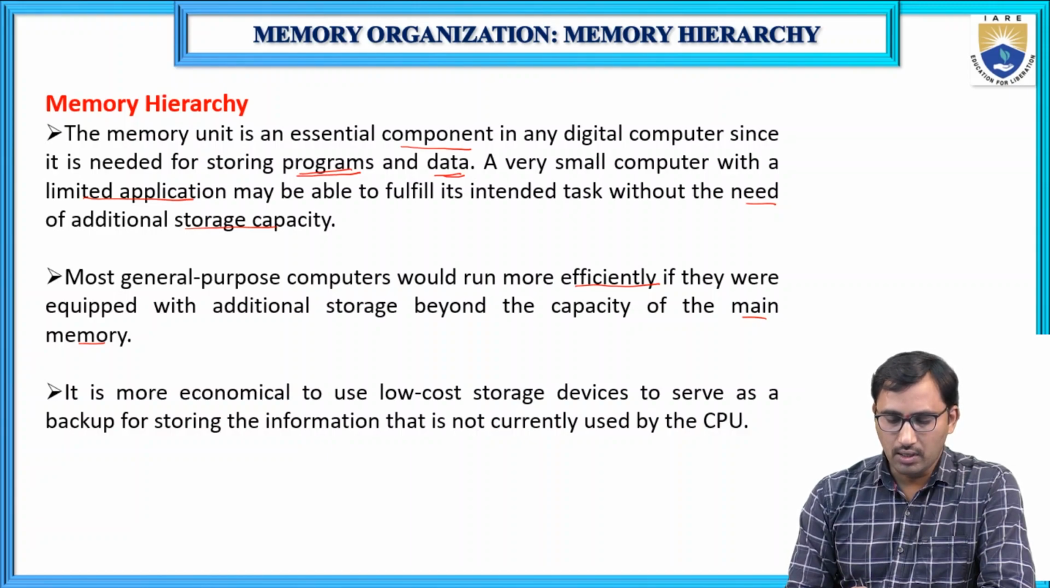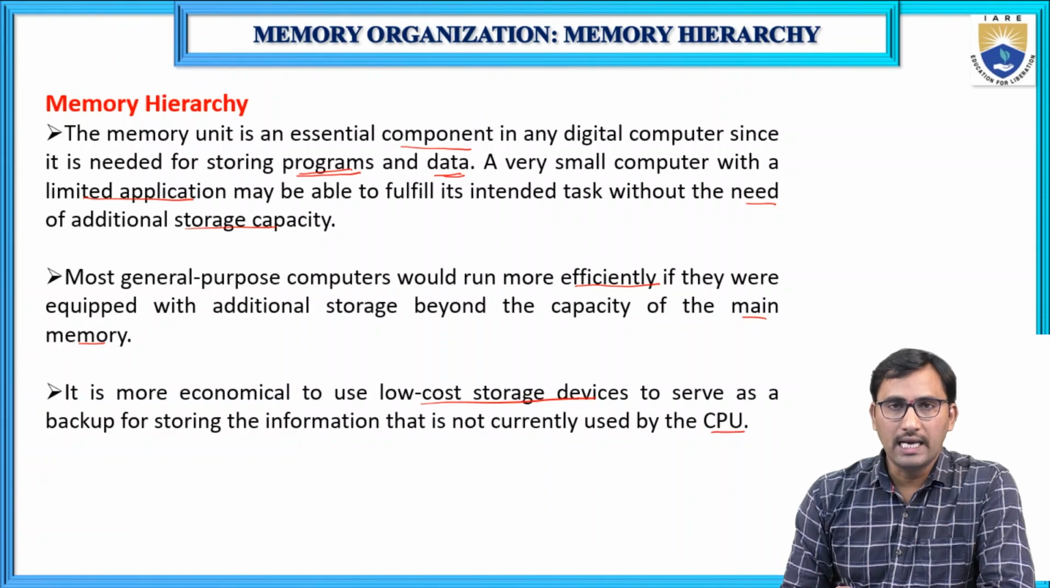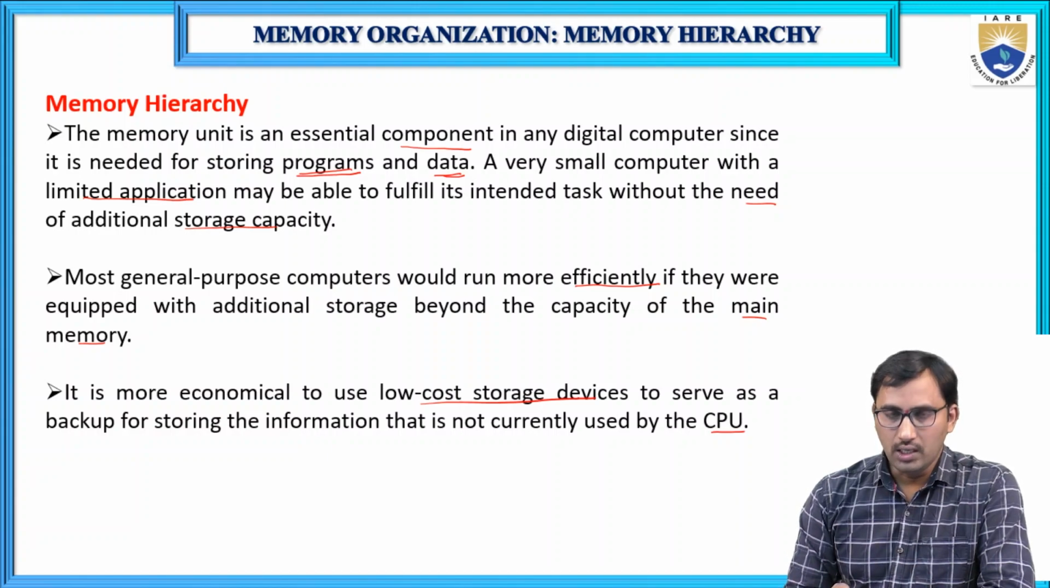It is more economical to use low cost storage devices to serve as a backup for storing information that is not currently needed by the CPU. That means only the programs and data needed by the CPU are stored in the main memory, that is nothing but RAM, and the unused programs and data are stored in the auxiliary memory, that means secondary memory. These secondary memories are designed with low cost storage devices.